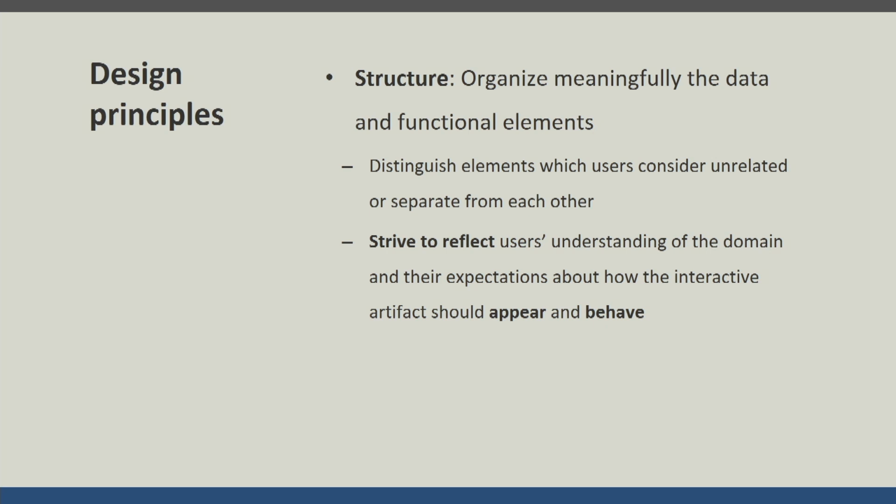And when you are trying to do that, how you are creating these groups, or rather contents within a category, and then categories which are easily distinguishable from each other, how you are doing that? You are doing that with an intention to reflect users' understanding of the domain and the task, and their expectations about the interactive artifact, how it should behave and appear.